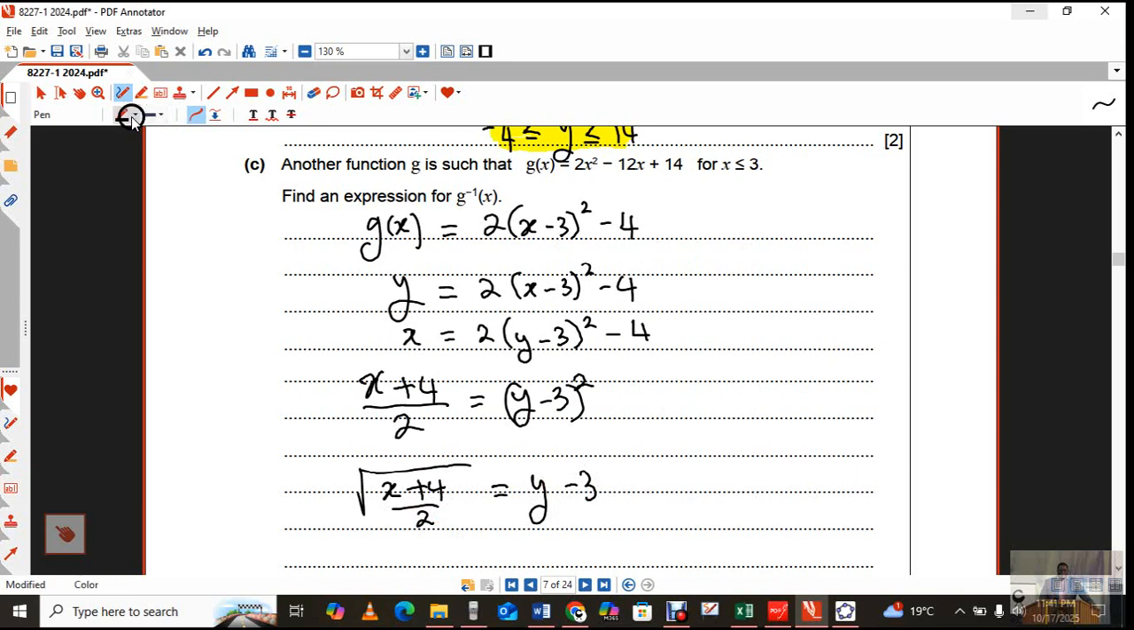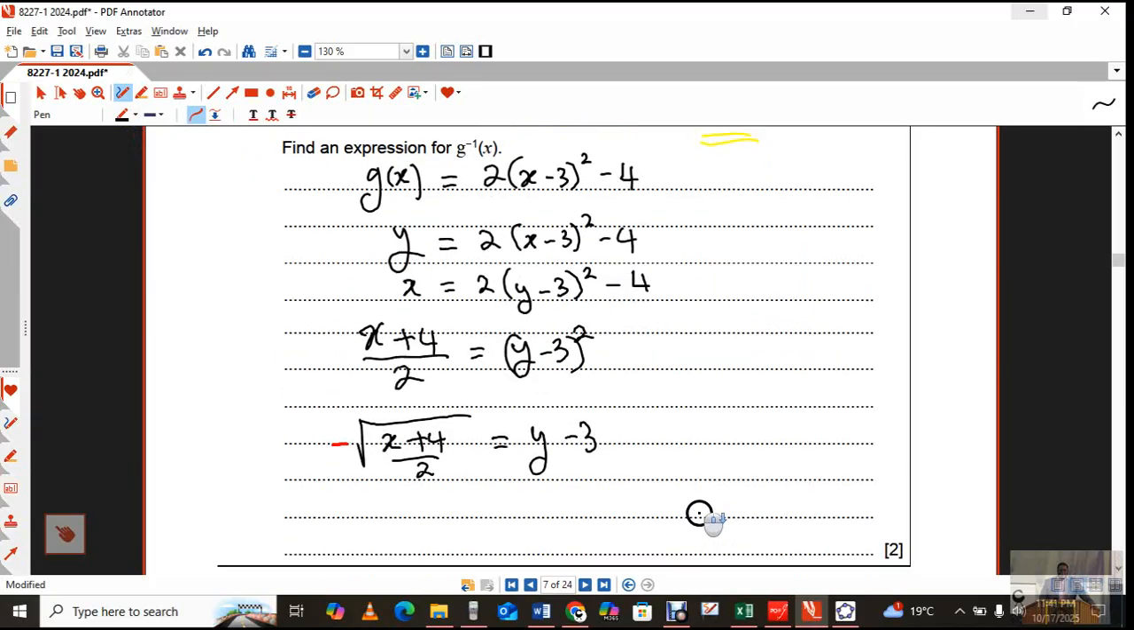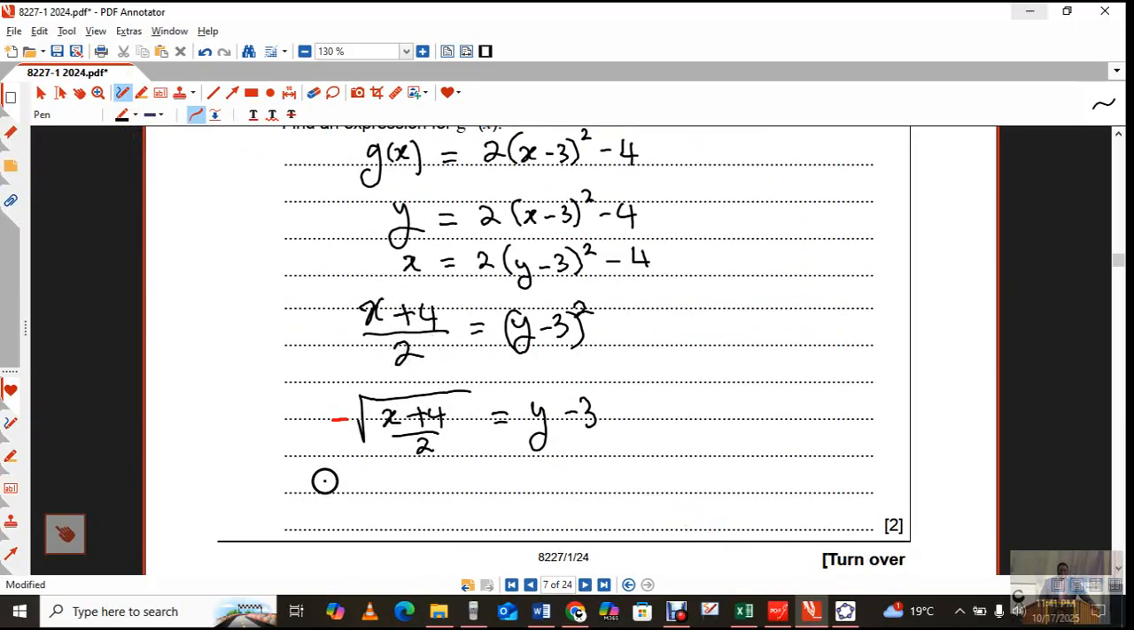But since x is less than 3, and this is very important, this is going to be a negative that I'm going to put here. If it was greater than, it would be positive. So the only thing I'm left to do is to add 3. When I add 3, this is going to be 3 minus the square root of (x plus 4) over 2. And this is equal to the inverse, g inverse of x. This is the solution that we are looking for.